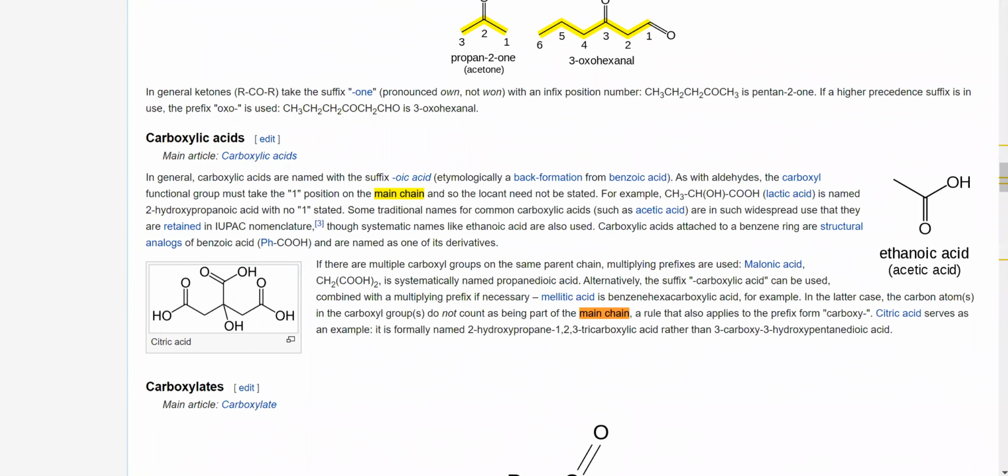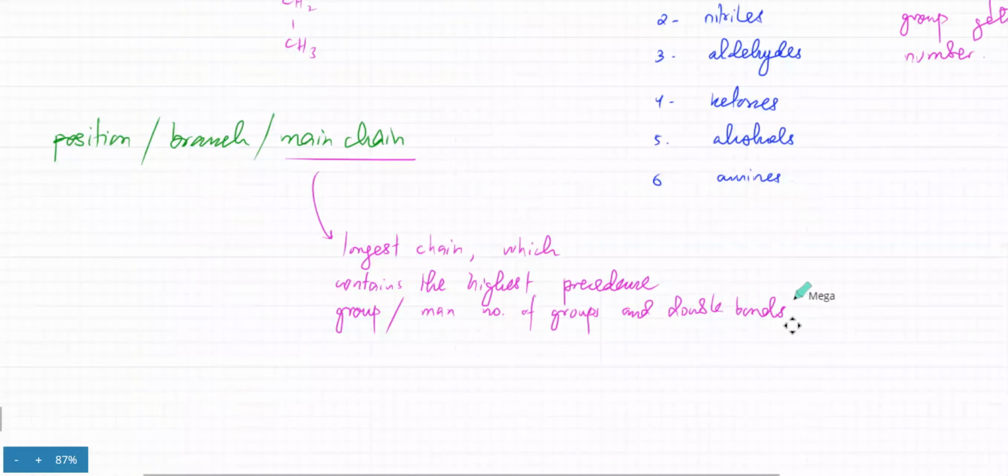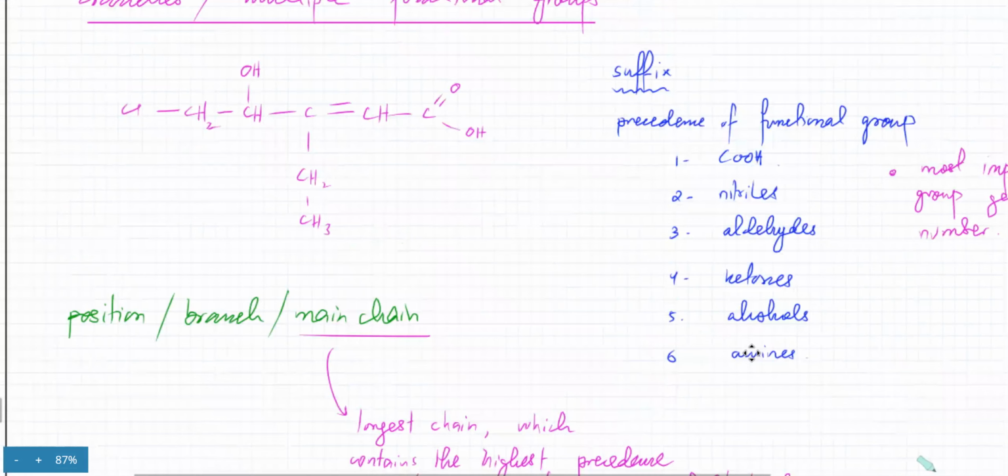This one is kind of more complicated. I've just simplified everything. The rules are a lot more. But I've just summed it up that it should be the longest possible chain, which contains the highest precedence group and maximum number of groups and double bonds. So most of the things must be in the main chain. So if you go back and have a look at the molecule, I'm going to figure out what the main chain is. There are two possible scenarios.